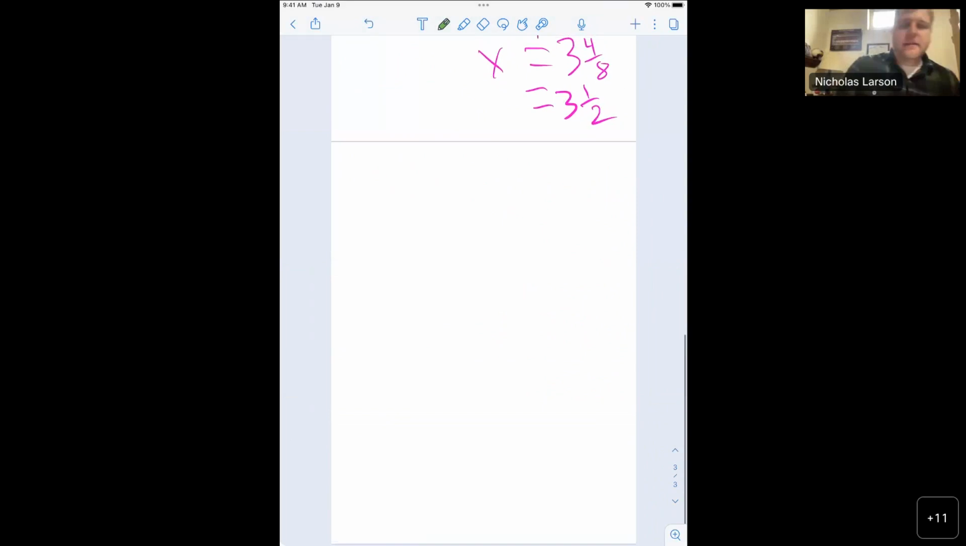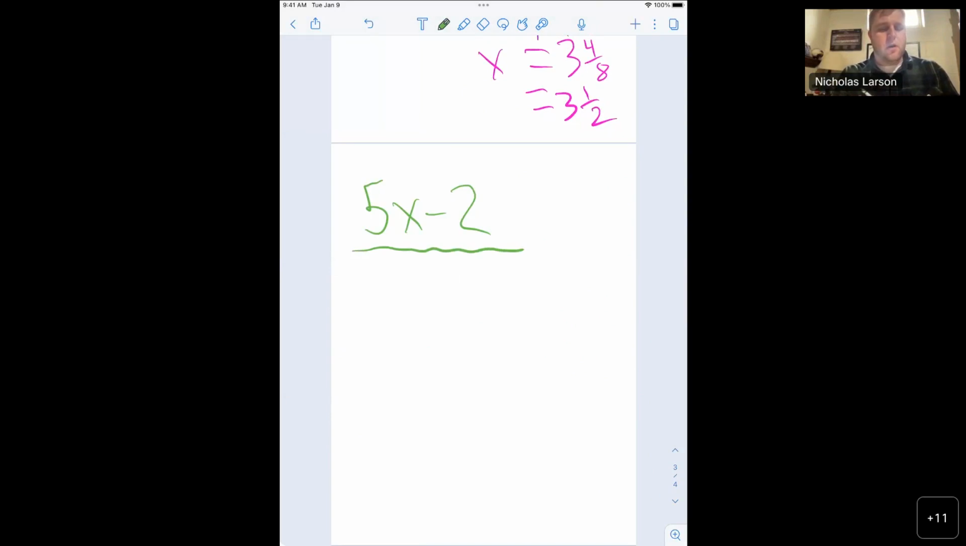Okay. Last problem that I want to talk about is what happens if we get something with a fraction. So let's say I've got 5x minus 2 over 3 equals, let's say 6. Anything that we have on the top of our numerator, it's like it's got parentheses. Anything on the bottom is like it's got parentheses.